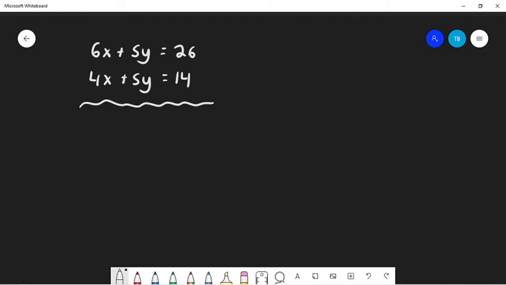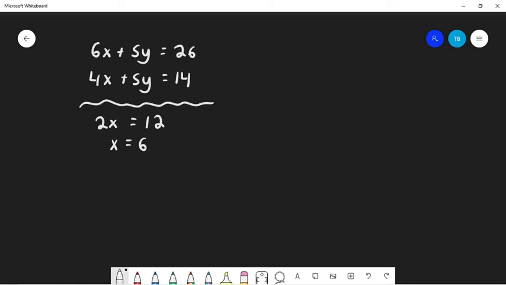So again, we'll subtract the two equations. So 6x minus 4x is going to be equal to 2x. 5y minus 5y, again, since those are identical, we're subtracting a term from itself. Those cancel each other out. And then 26 minus 14 is equal to 12. So now we've created another equation in just one variable. We can solve for x by dividing both sides by 2, and x is equal to 6.